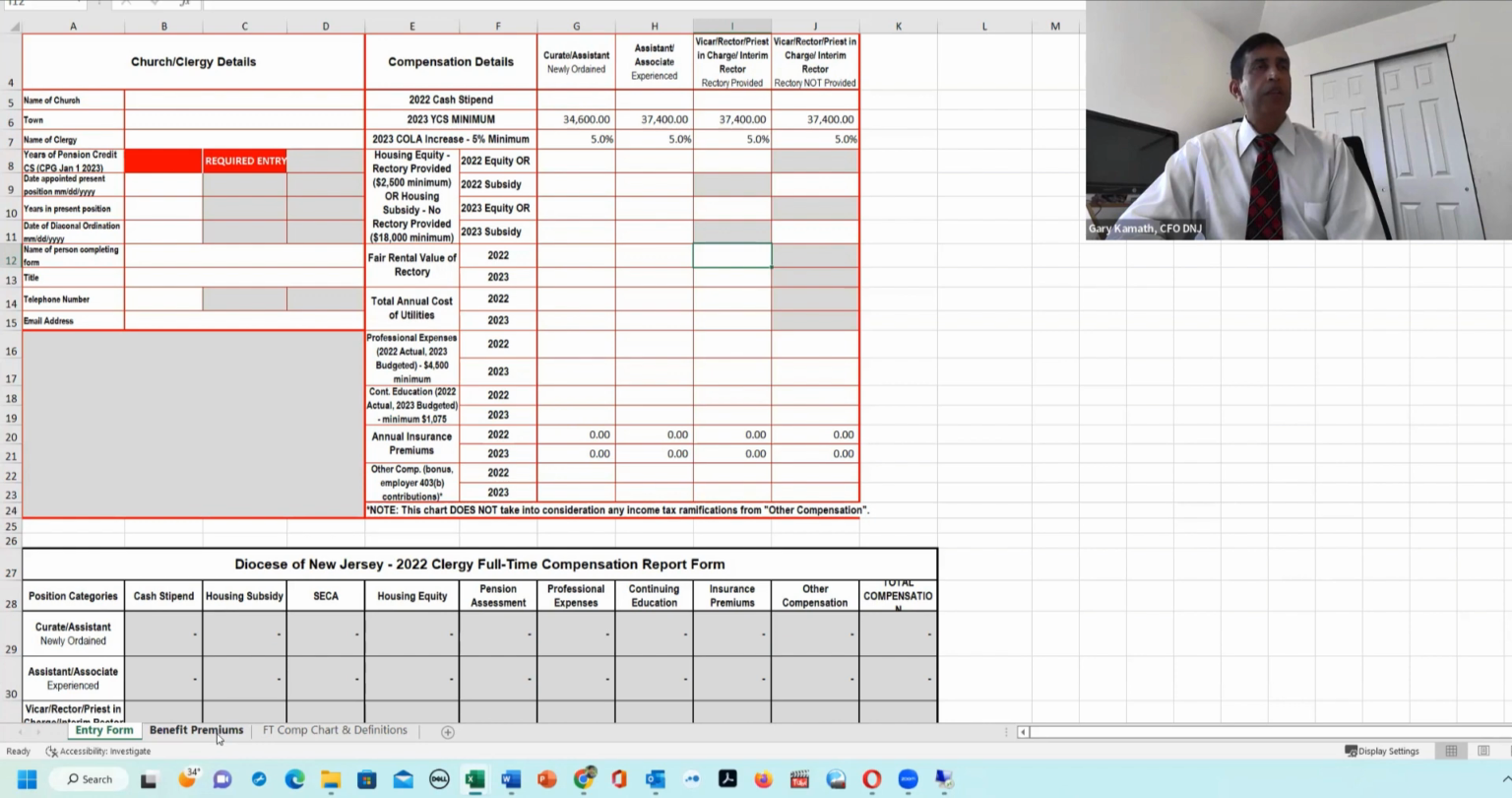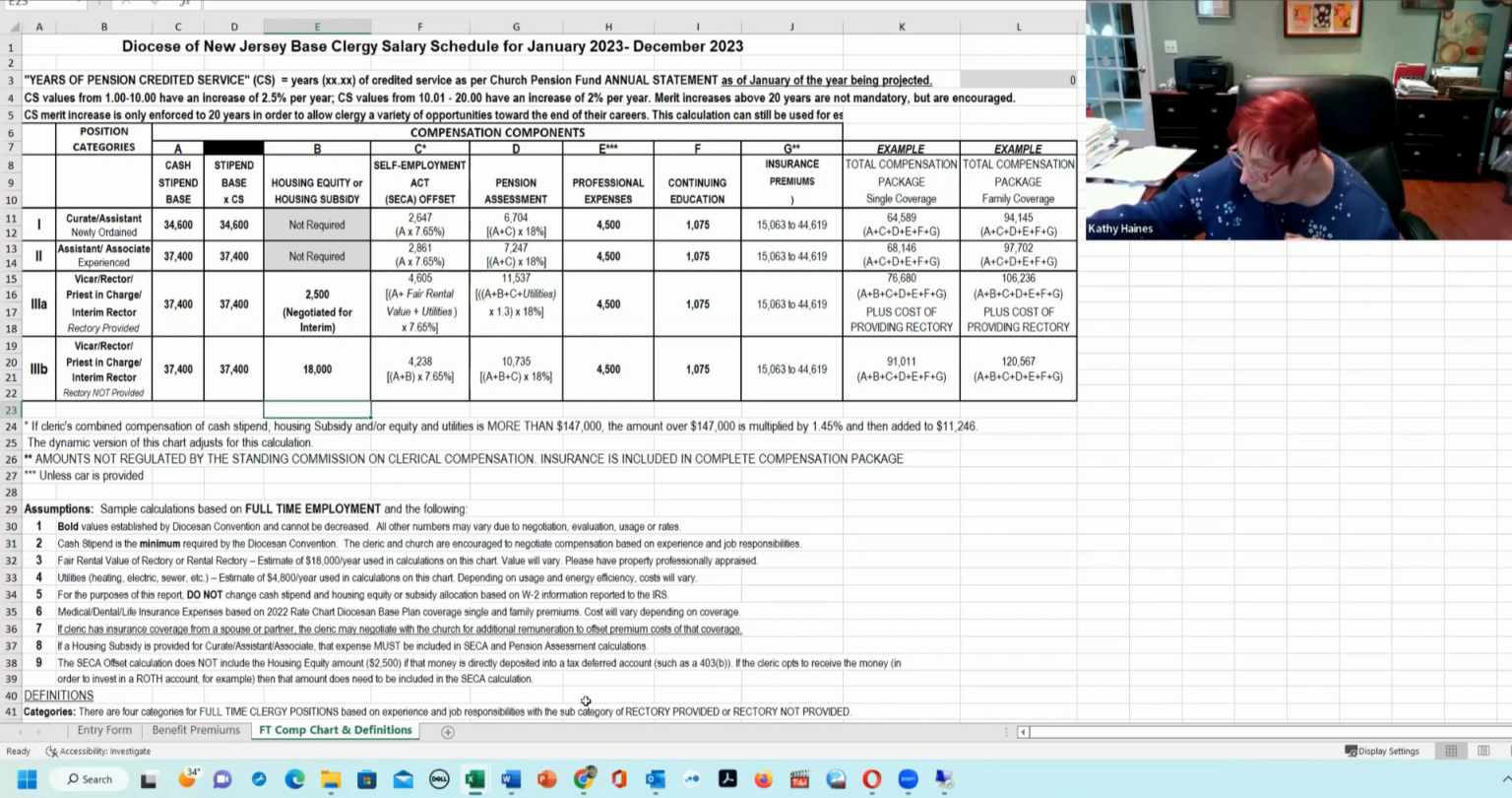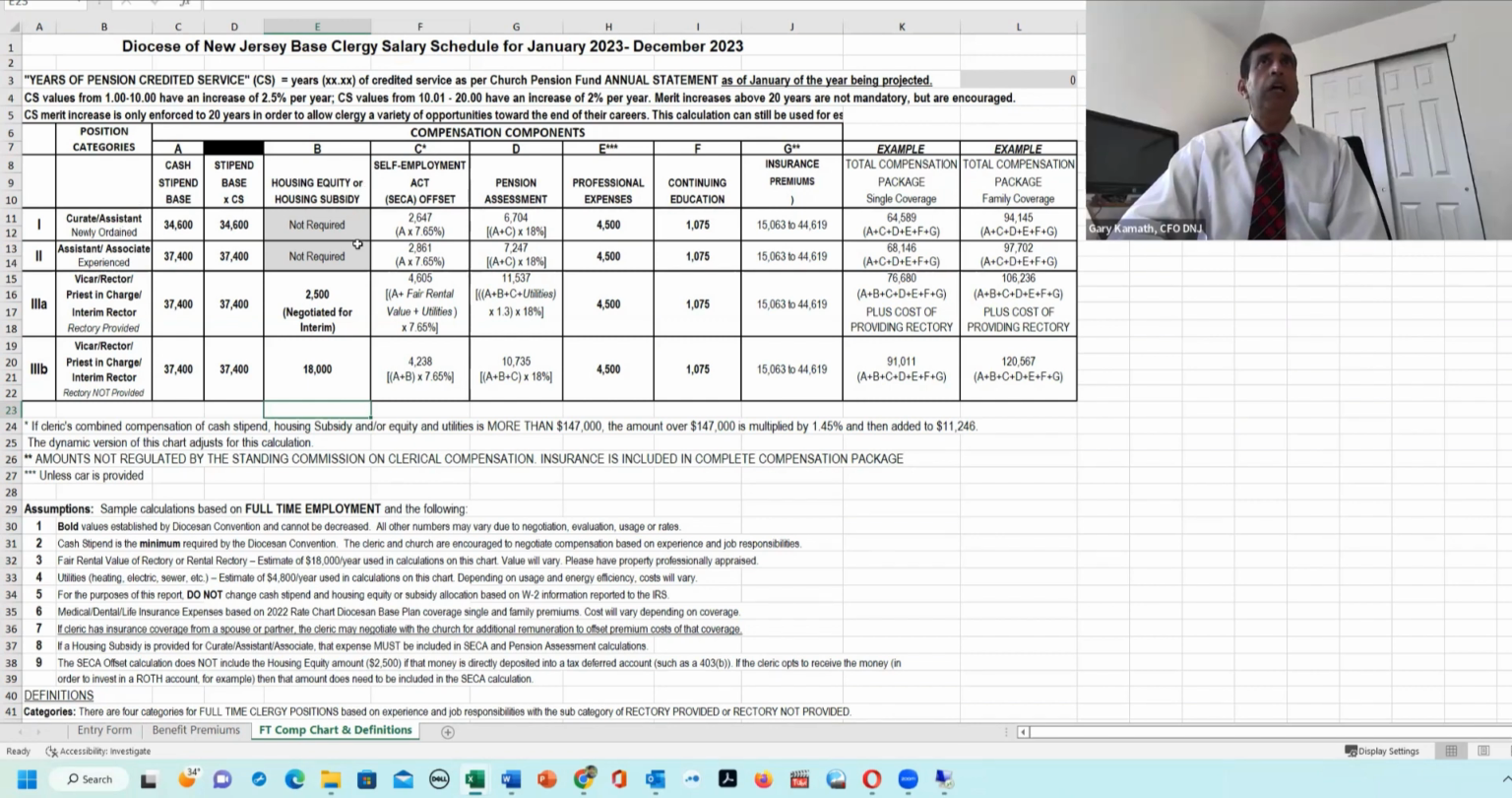A lot of the information you'll see on the 3rd tab, the full-time compensation chart and definitions. Here it's mostly no data entry. The items are explanations and some of the formulas that we used. If you're trying to see where they are, they're all explained in this section. To start with, in the past, we used to have the credited service in this section, L3. Now that's also on the first page on the entry form. I'll show that to you also.